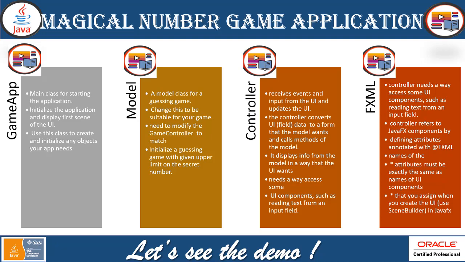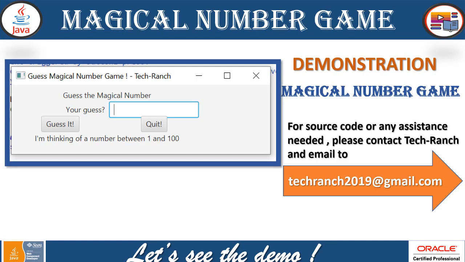Names of the attributes must be exactly the same as names of UI components that you assign when you create the user interface. It is basically the work in Scene Builder when we work in JavaFX. So that is the complete development stage.